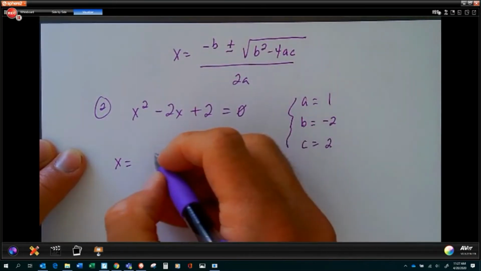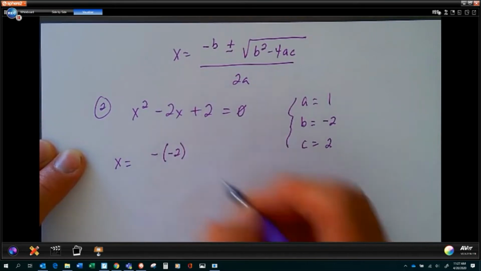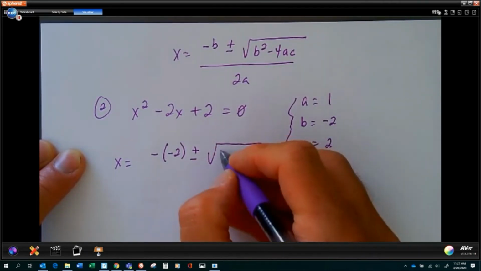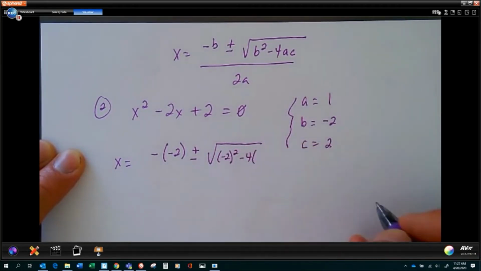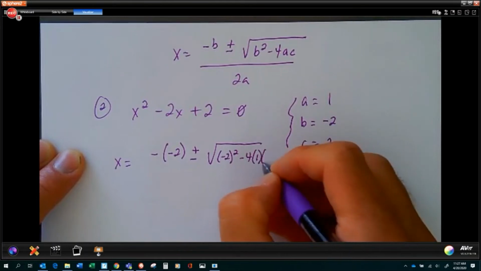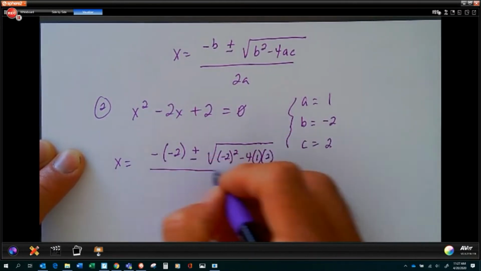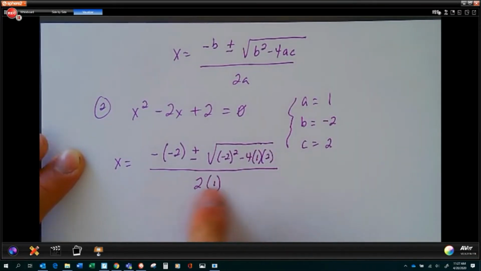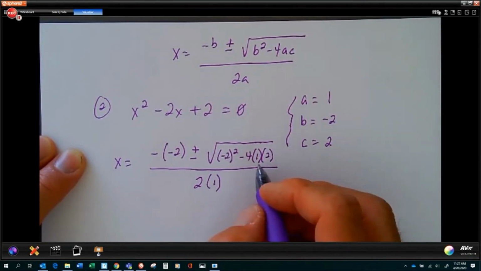Negative b. So again, I have a negative. Again, substitute my b in parentheses. Negative 2 plus or minus the square root of b squared. Again, negative 2 squared minus 4 times a is equal to 1 and c is equal to 2, all over 2 times 1. Again, direct substitutions first. If you don't do this, you're more than likely going to make a mistake with a negative sign or some part of your arithmetic.